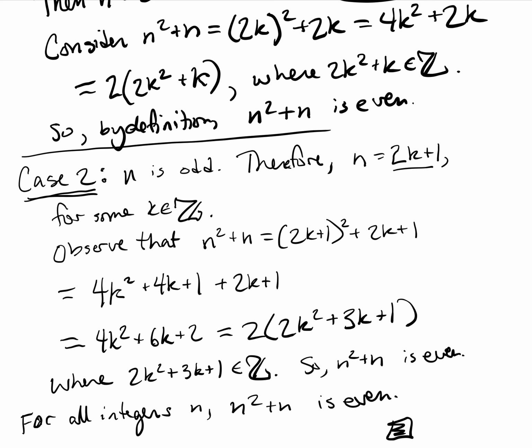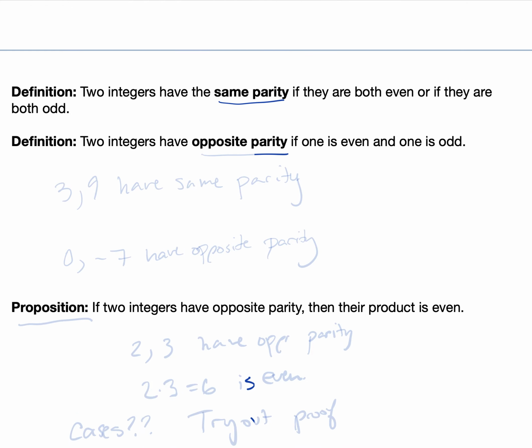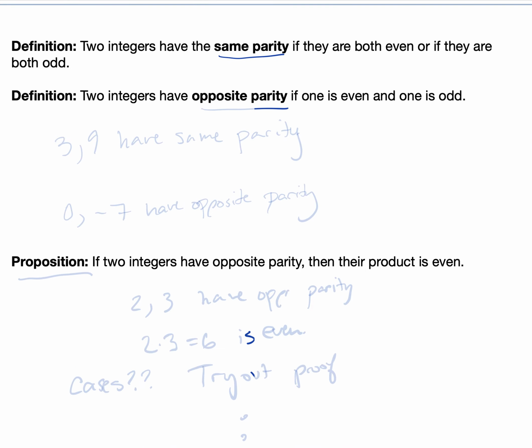Before the next proof, I'd like to introduce a definition. So 2 integers have the same parity if they are both even or they are both odd. So for example, 3 and 9 have the same parity. They're both odd. And 2 integers have opposite parity if one is even and one is odd. So for example, 0 and negative 7 have opposite parity. 0 is even and negative 7 is odd.